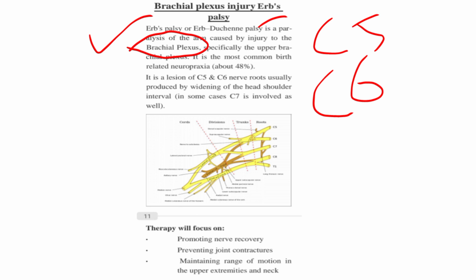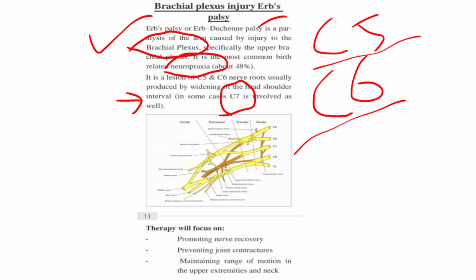C5 and C6 brachial plexus injury cause Erb's palsy, especially the upper brachial plexus. It is the most common birth-related neuropraxia. It is a nerve root injury, a lesion of the C5-C6 nerve root, usually produced by the widening of the head-shoulder interval. In some cases, it can also involve C7, but it mostly involves C5 and C6.